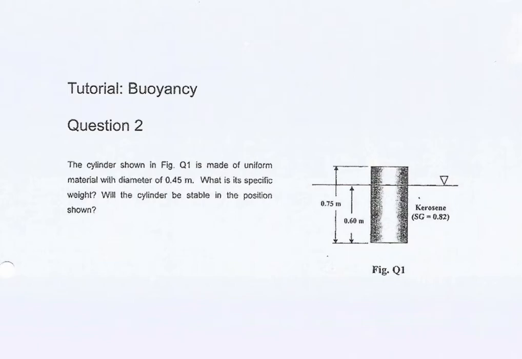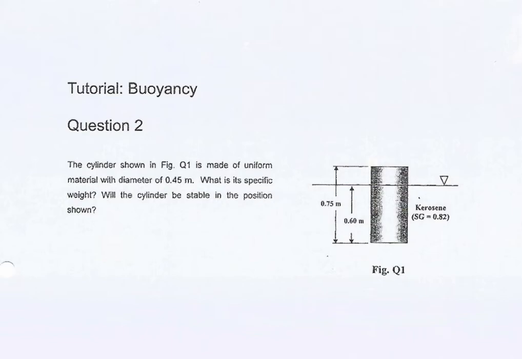This is tutorial question number 2. A cylinder shown in figure Q1 is made of uniform material with diameter 0.45 meters. What is its specific weight? Will the cylinder be stable in the position shown?